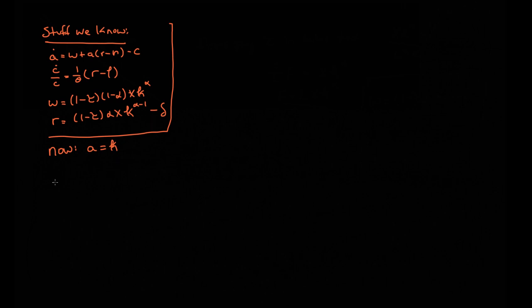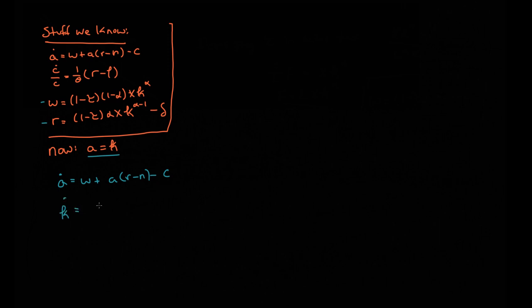Like before, we're going to start with the A dot equation, W plus A R minus N minus C, except this time we don't need to convert it to effective labor terms because we don't have that technology term. So what we can do is just directly plug in the wage and the rental rate, and then use this identity to change everything to capital, and we'll just have our K dot equation. So we can just change right now.